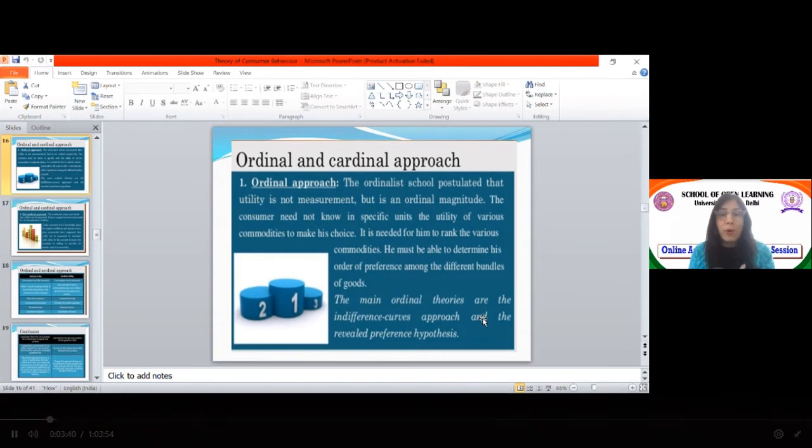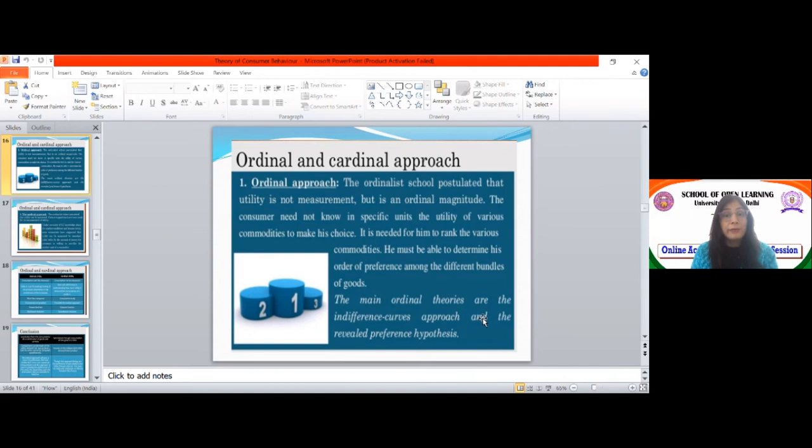The consumer need not express the utility of various commodities in specific units. I will not say that from this class you are getting 20 utility. No, that is your choice. It depends on whether this is the better class, or this is the worst class, or this is better than that one, or whatever comparison you can make. But the satisfaction you are getting from it, we cannot count in numbers. In general terms, we cannot actually count our satisfaction level in numbers. So it is needed that we rank the various commodities.